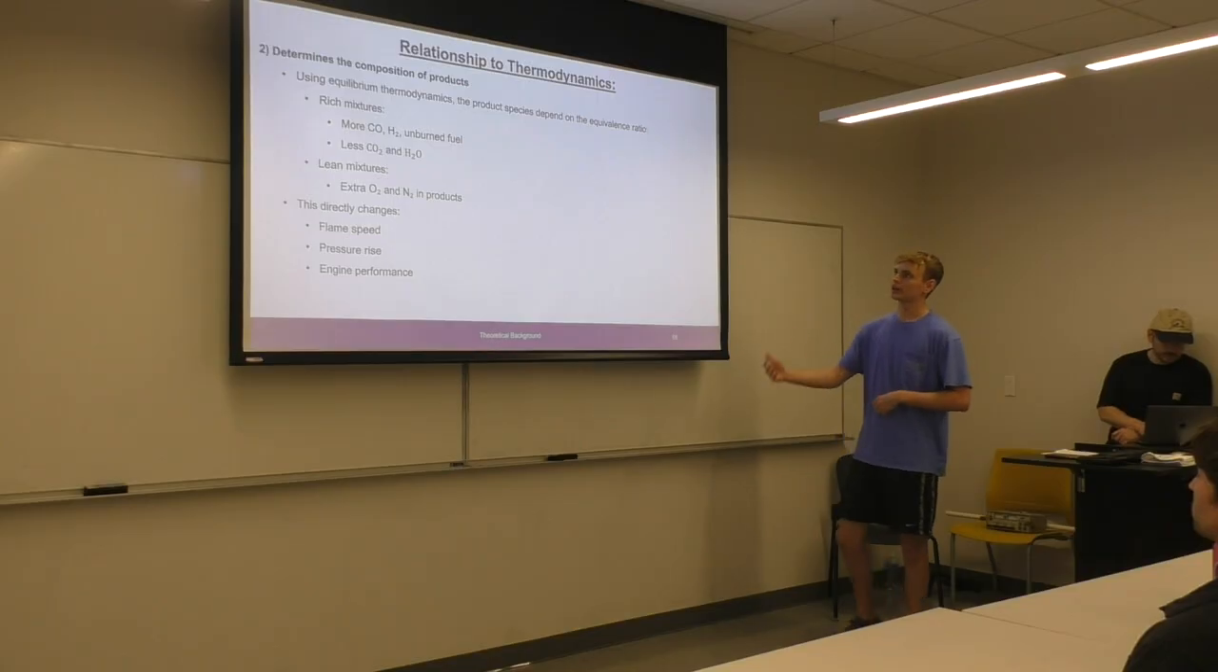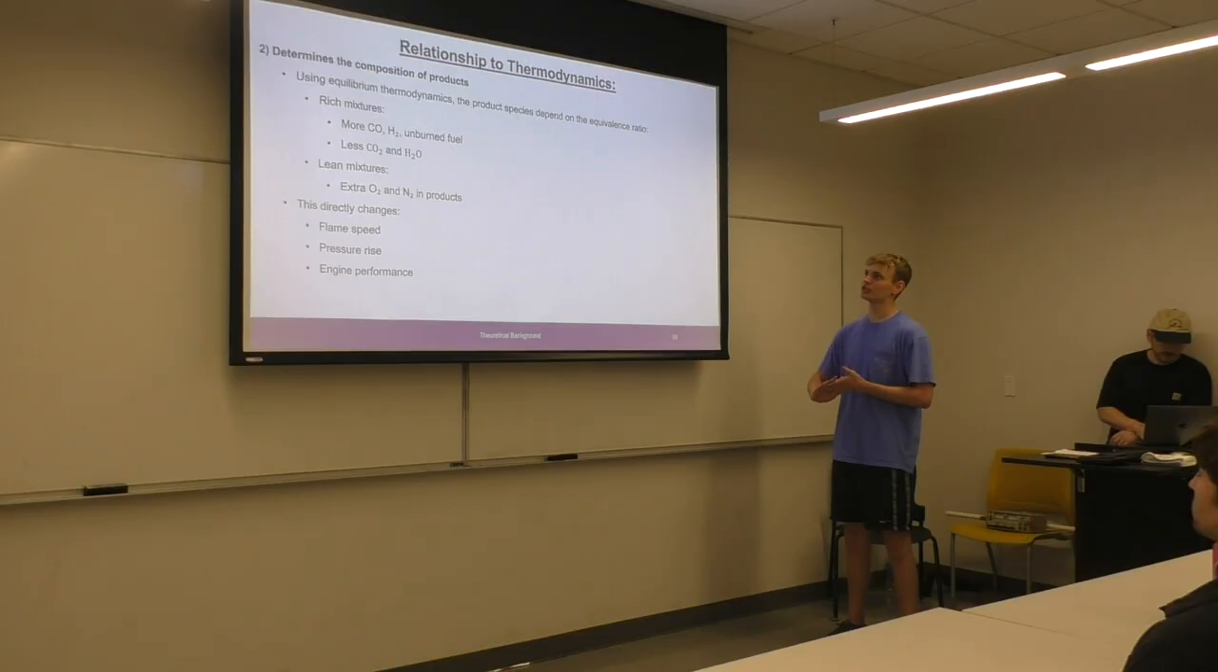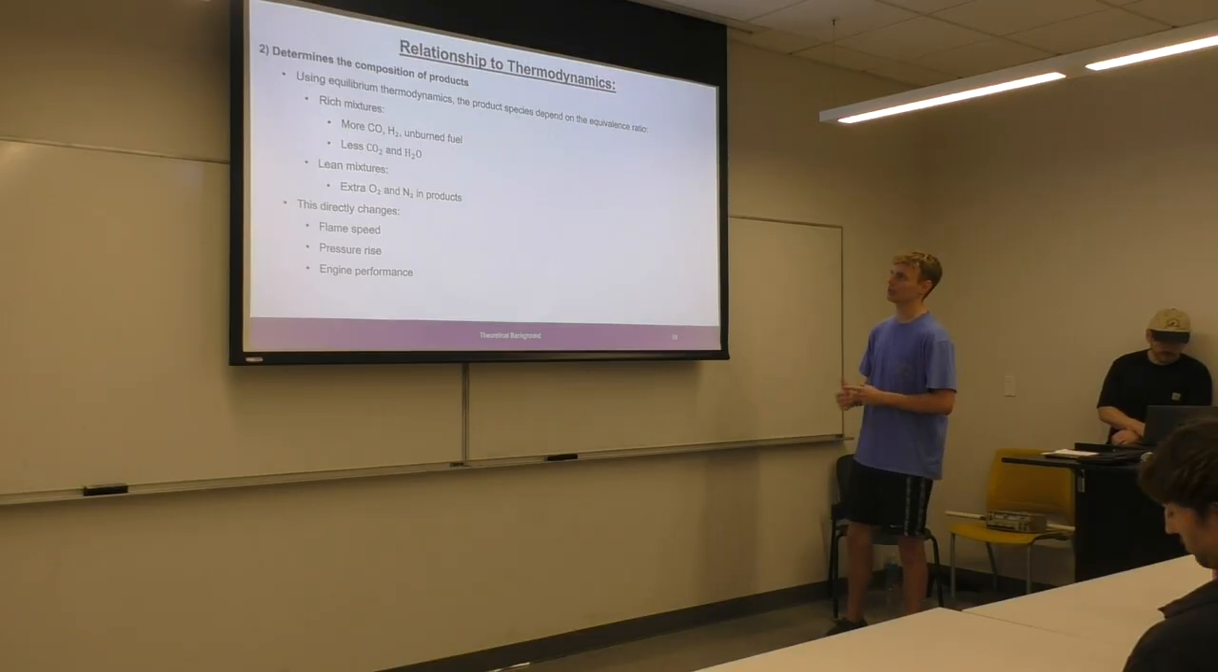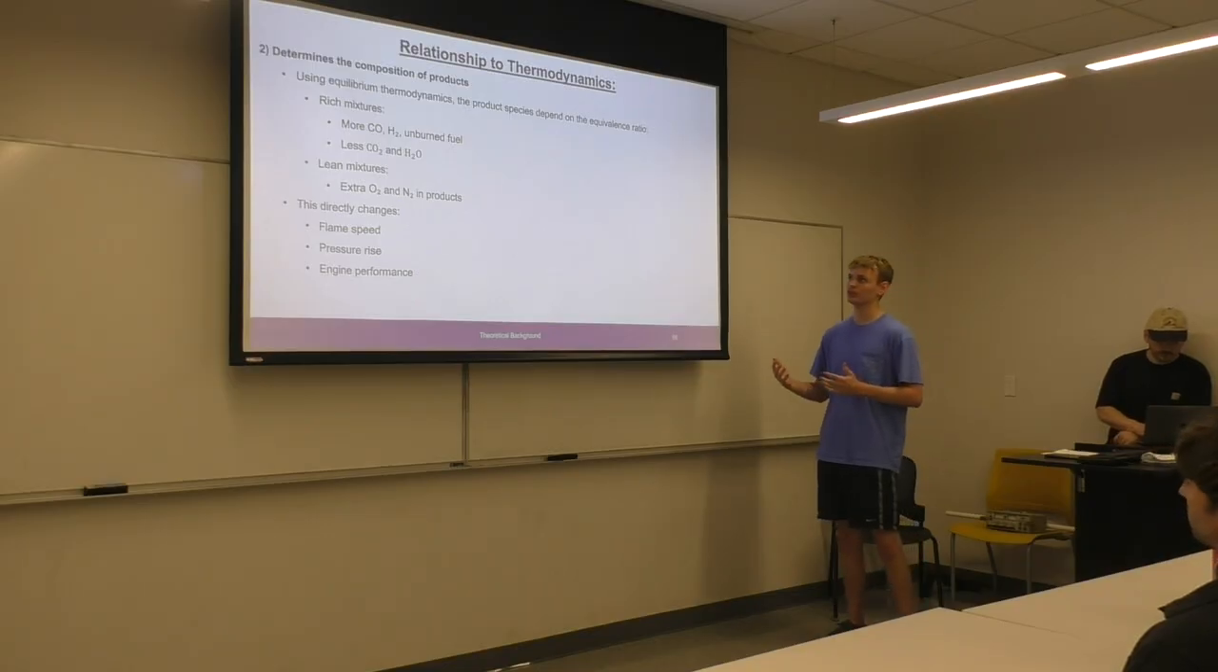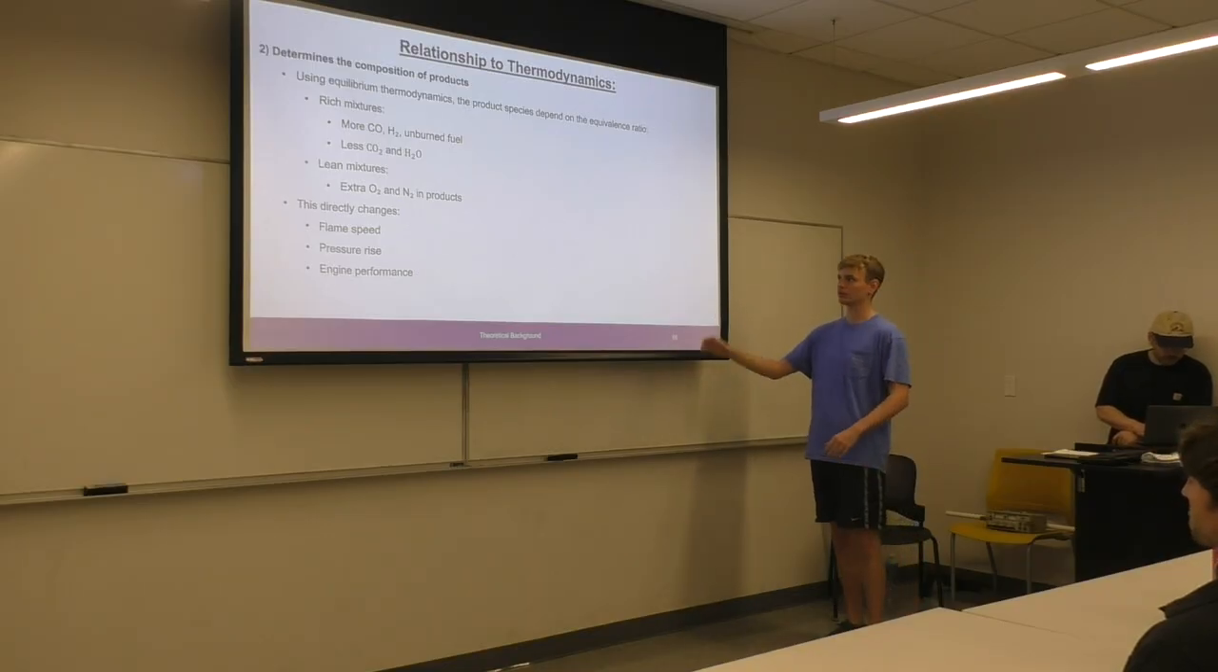In terms of composition of products, this is going to be primarily for emissions coming in, or going out. So using equilibrium thermodynamics, the product species depend on the equivalence ratio. I have an example at the very end where I'll talk more about this.